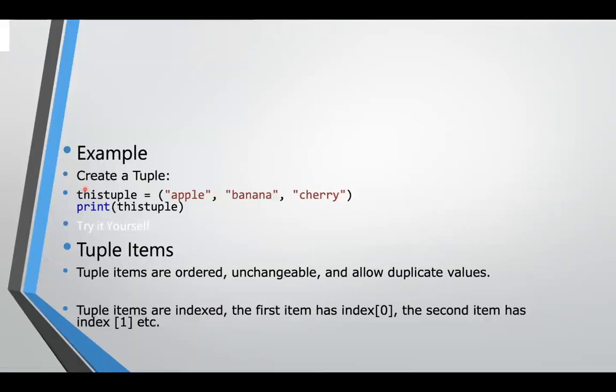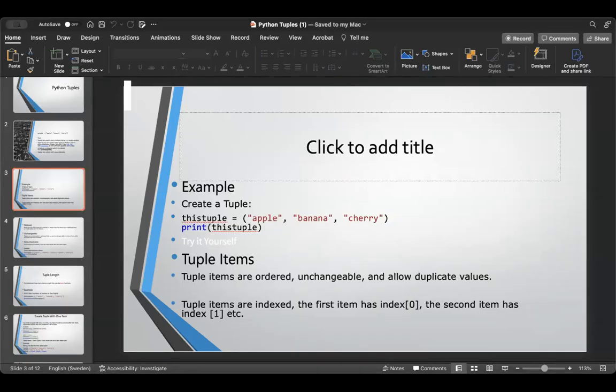So how do you create a tuple? We want to create a tuple, call it this tuple, which is a variable name. We'll put apple, banana, and cherry into this tuple and then print it. If you print it, you will get the result. So let's do it ourselves, because as I mentioned to you, the only way to become very good in a programming language is for you to do it.